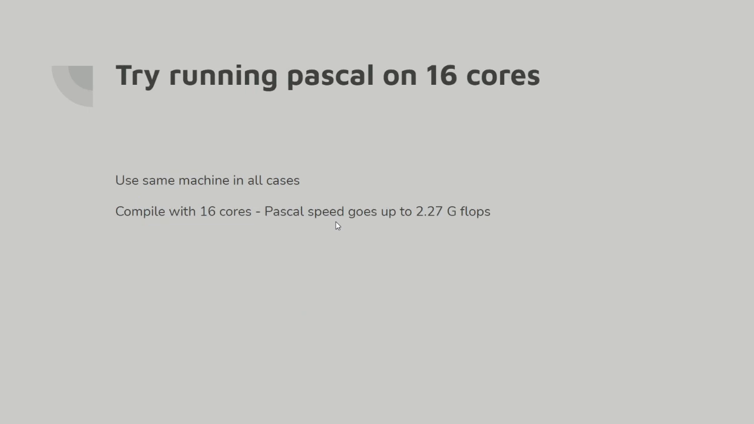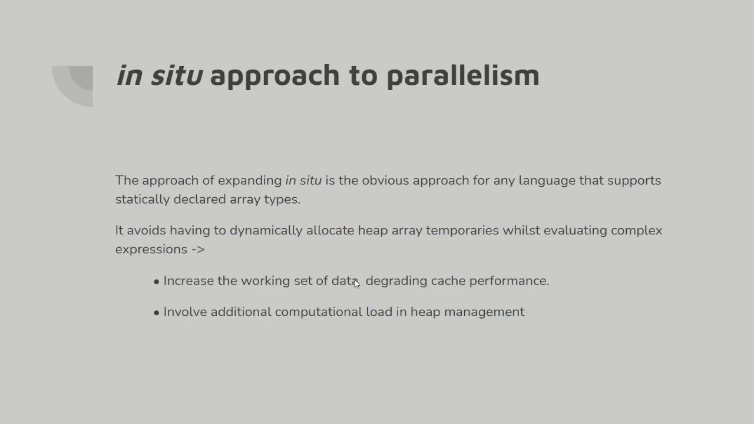Is Julia running multi-core? So I tried running Pascal on 16 cores. That's just a compiler flag. You say how many threads you want to run it on. And the Pascal speed goes up to 2.27 gigaflops for unaltered code. So the Pascal compiler will automatically multi-thread the code if you say you're running on multiple threads. And 2.27 gigaflops still sounds pretty good, but it's nowhere near Julia. It's still a fourfold difference. So where does that come from?